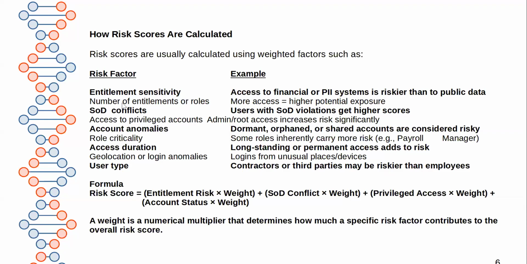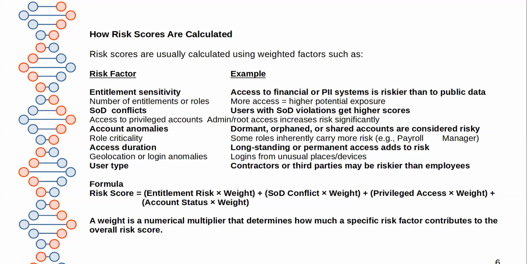Similarly, number of entitlements or roles. How many types of entitlements and roles you have in your system and how many you are giving to one user. The more access you give to one user, the higher the potential of exposure, or the higher the potential that something will go wrong. So you should always look into the sensitivity of the entitlement and the number of entitlements and roles.